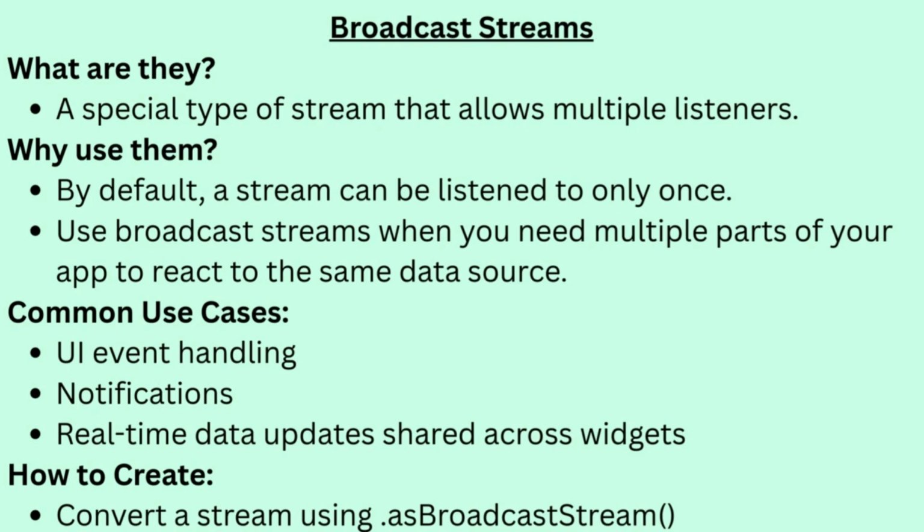A broadcast stream allows multiple listeners to subscribe to it. It's really useful when you're dealing with shared events like UI interactions, live data updates, or app-wide notifications. To create one, you simply convert a regular stream using the .asBroadcastStream method. So, whenever you need to share data with multiple listeners, use a broadcast stream.